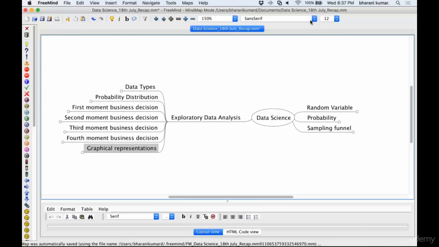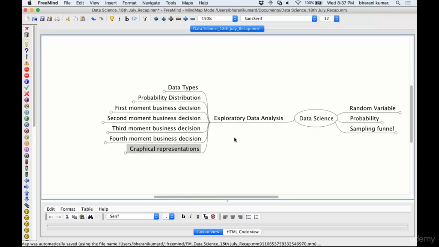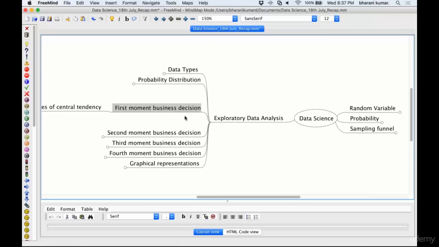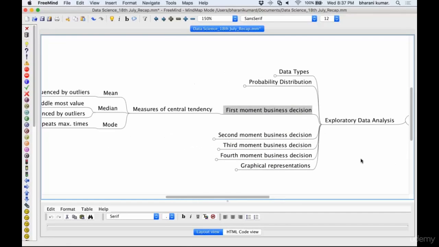Let us do a quick recap of what has been discussed until now. We have started off discussing the data types, and we discussed random variable. We discussed how to calculate probability distribution, and sampling funnel.